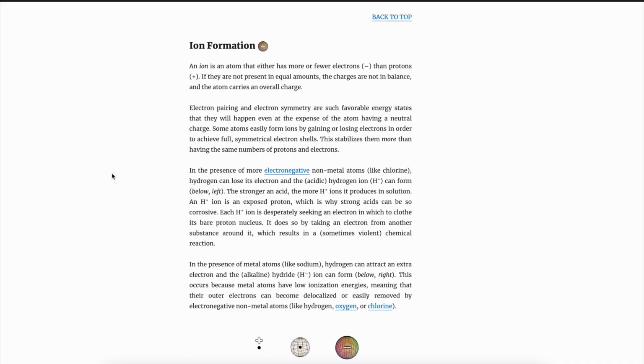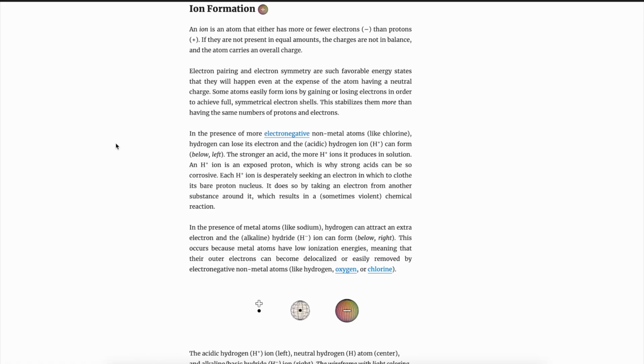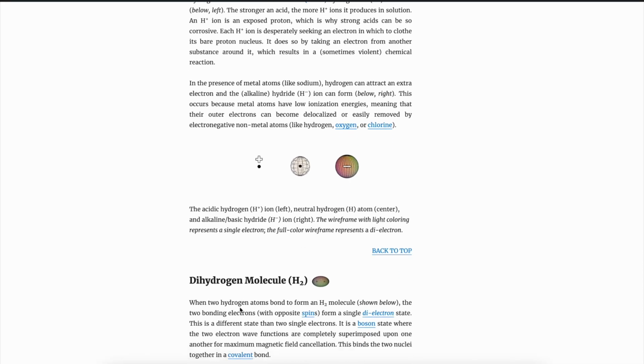Atoms can form ions, which means that the balance between the protons and the electrons is no longer 1-to-1. There's either more electrons than protons, in which case the atom will have a negative charge, or there's more protons than electrons, in which case the atom will have a positive charge, and that is called an ion.